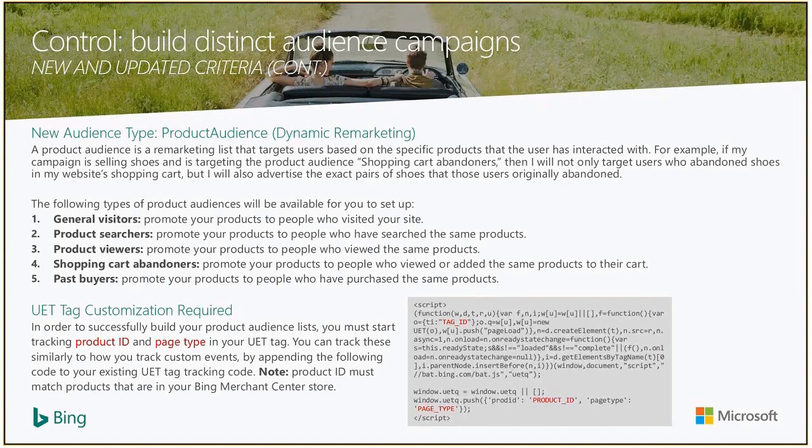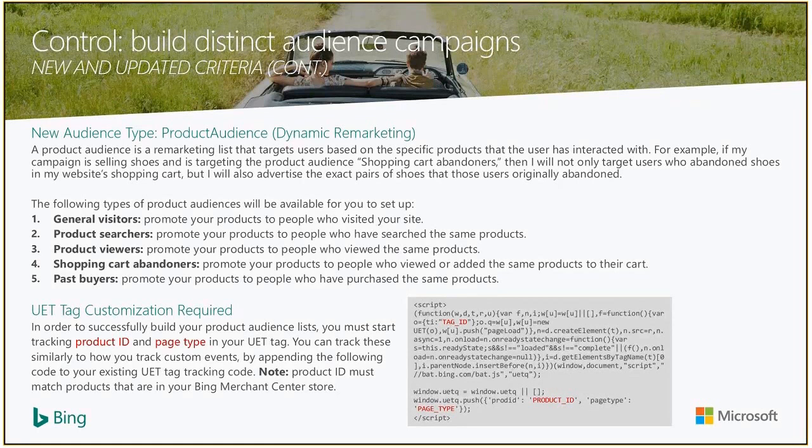General visitors, which allow you to target products based on people who have visited your website. We do have product searchers and product viewers, which allows you to target people based on the products that they've interacted with, either on a search experience or on just a product listing page. We have shopping cart abandoners and past buyers. So past buyers also allows you to target based on users who have already purchased some product. For product audiences, just like with other audience associations, you'll be able to target, exclude, and bid differently based on users' membership in these audiences.